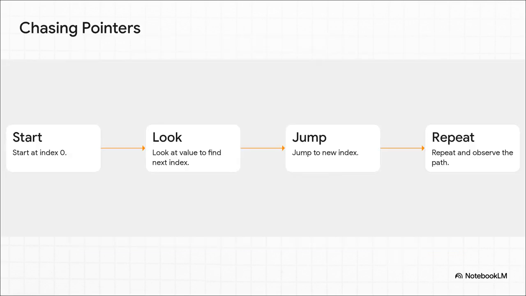Okay, let's trace this out mentally. Imagine you start at index 0. You look at the value sitting there, let's just call it v. Then you jump to index v. You look at the new value there, and you jump to that index. If we have an array like 1, 3, 4, 2, 2, and we start jumping from index to index based on those values, what actually happens? We're chasing pointers. And eventually, because a number is duplicated, multiple indices are going to point to the exact same destination.